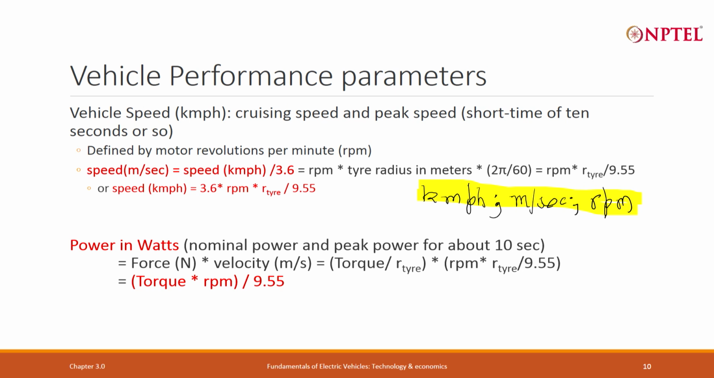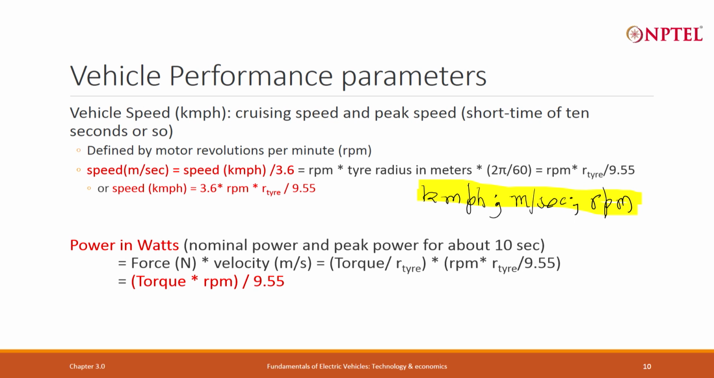Similarly, power in watts. How is power in watts defined? Nominal power and peak power, I remember, for 10 seconds. It is force into velocity, which is torque divided by radius of the tire, into velocity in meters per second, which is RPM into R tire by 9.55. You see, in here there is division by R tire, here there is multiplication by R tire. So, R tire does not matter. You can actually write this as torque into RPM by 9.55. This is another very simple, important thing.